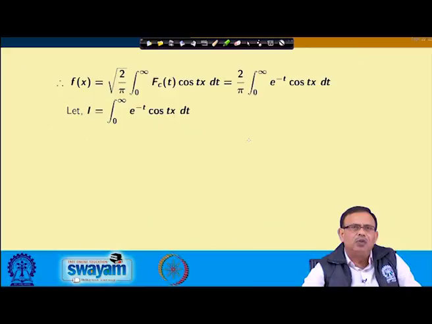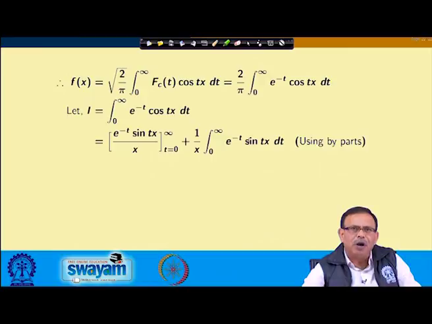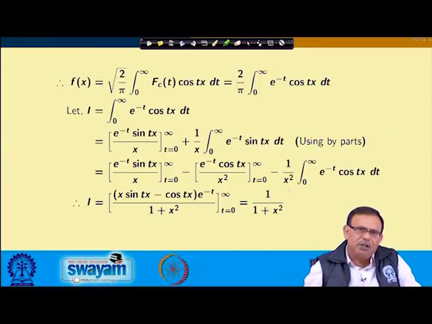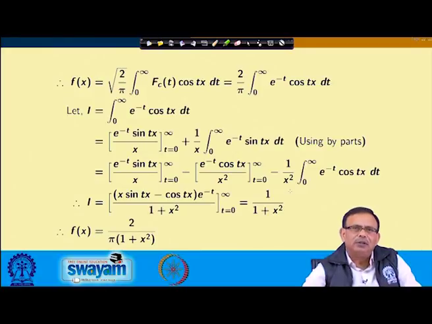I am assuming I equals the integral from 0 to infinity, this is a standard one. I am using integration by parts, and again on the second integral I am using integration by parts. If you see this third integration, it is nothing but I. If I take it to the other side, I can write I equals this limiting value, which is nothing but 1 by 1 plus x square, and from here I can write f x equals root 2 by pi into 1 plus x square.